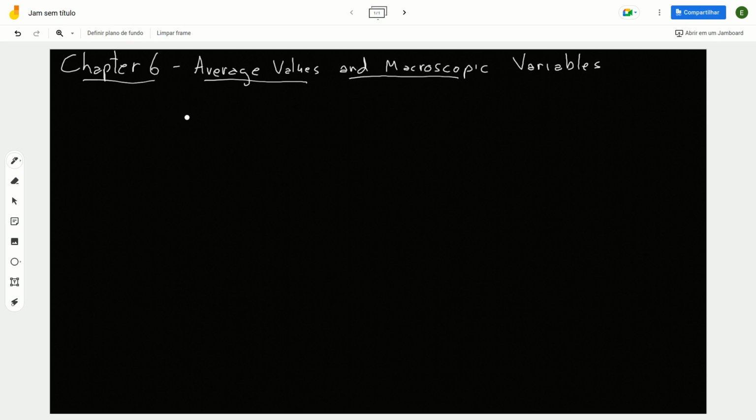So since we have defined a phase space in chapter 5, now we're going to compute the averages in volumes in this phase space. So the mean value of some property, let's say chi, at the position R of our phase space, and velocity v at time t. This is some property that we want to compute the averages.